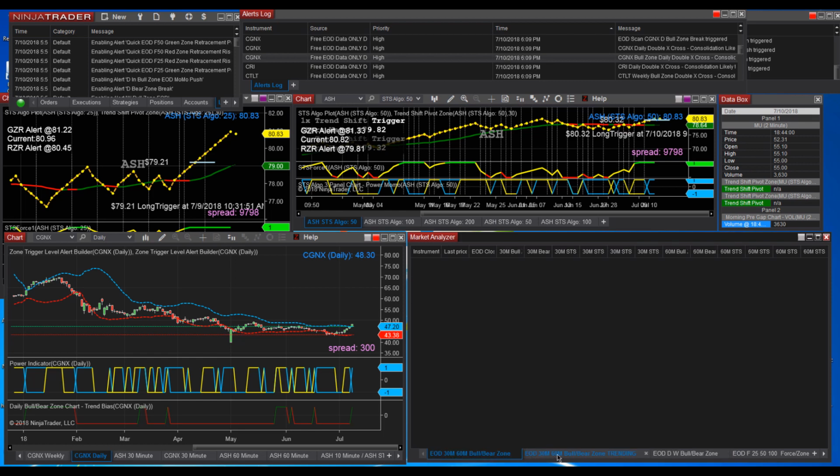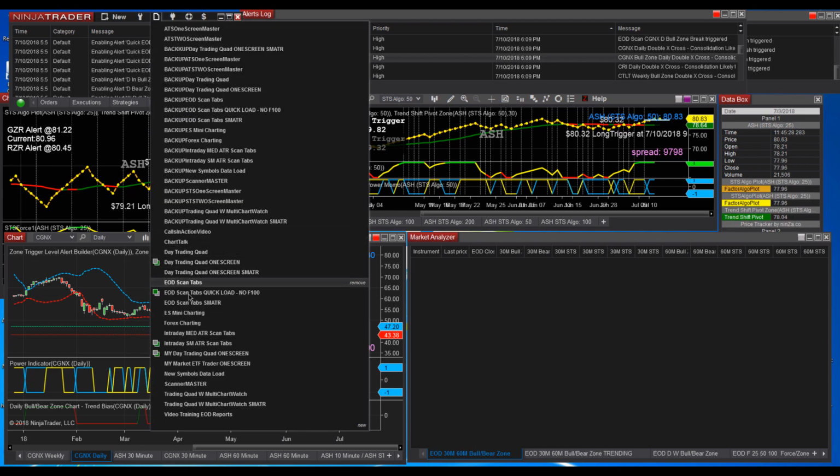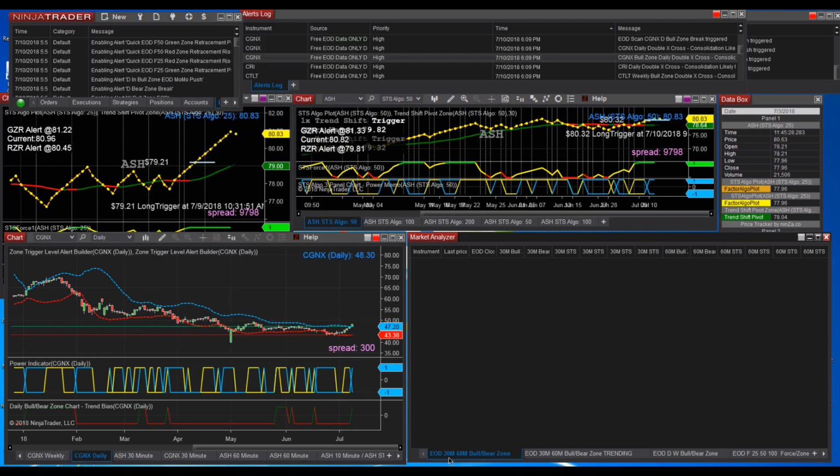Okay, we're going to get away from the bull zones. What you have left to right, and we are in this workspace, end of day scans, quick load, no F100. First tab you have is end of day 30 and 60 minute. We already know what that is. 30 and 60 minute with trending. It will only show up in the direction of the bull to the bear zone break, and it has to be on our 25 or 50 factor uptrend rising here.